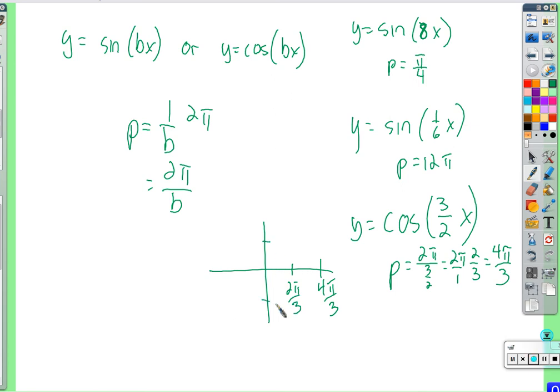You know the amplitude, right? It's 1. So it should start here. Wait, it's cosine. So it should go right through there. It should go there, down to there, up to there again. And so I show one full period. 4 pi over 3, amplitude is 1. We've done it. And then we can just keep repeating that, adding 4 pi over 3s as long as we want.